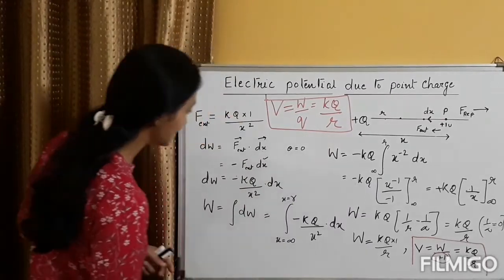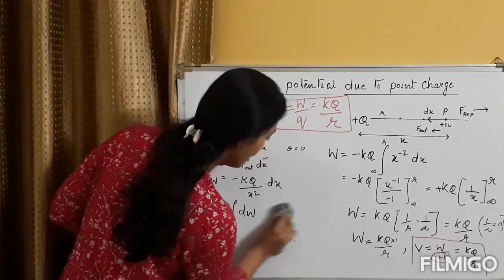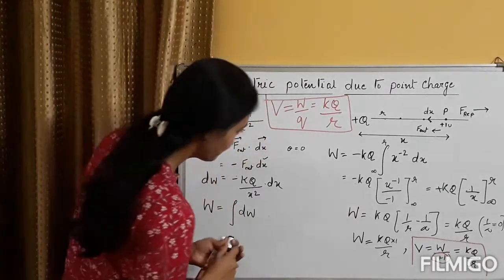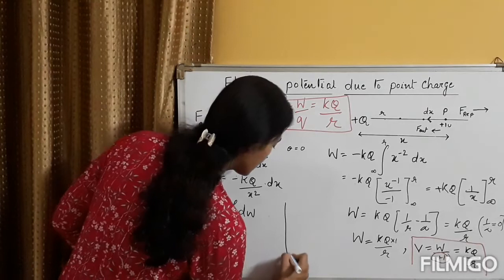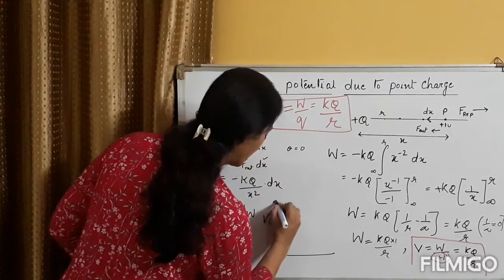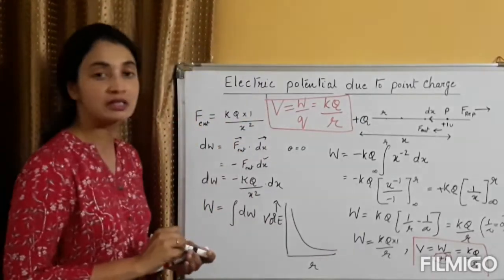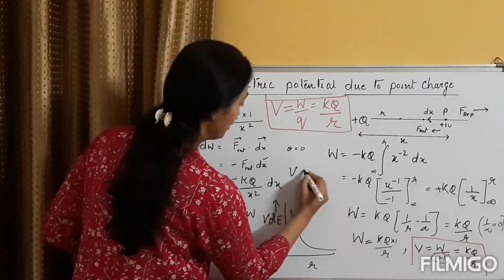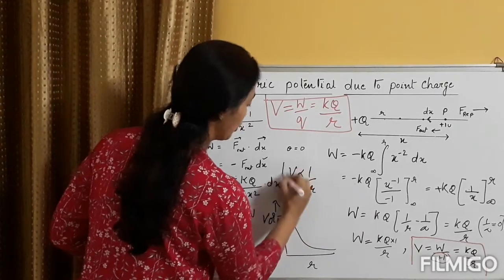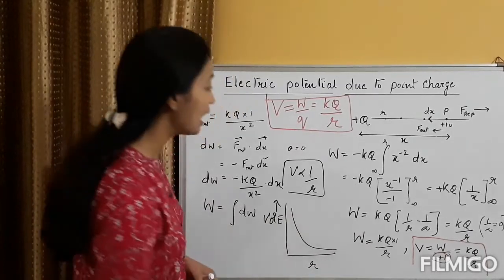If you want, we can show you a small graph pertaining to it. We can have a graph here. This is V or E, electric field or potential, versus r. The graph will be of this nature. You know that V is inversely proportional to r, whereas E is inversely proportional to r square.